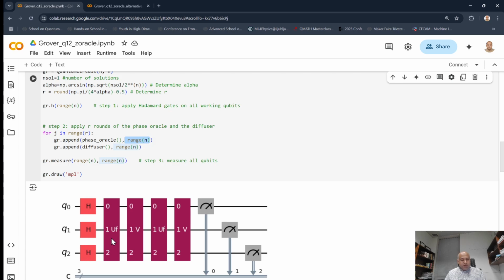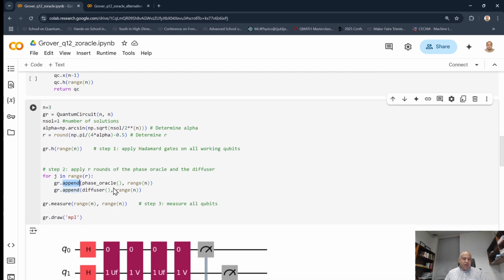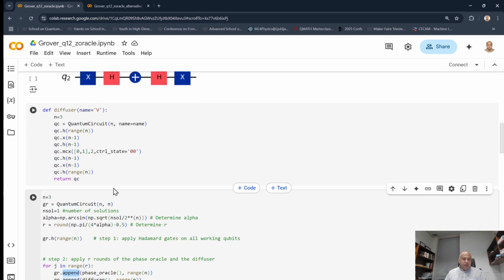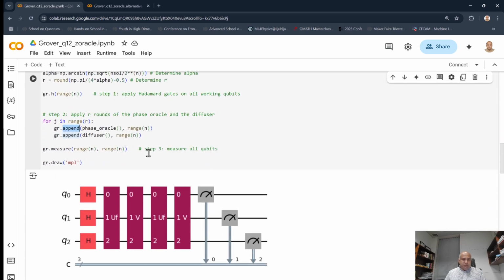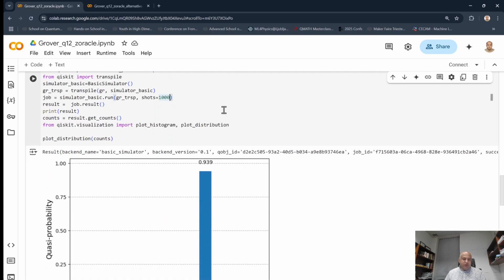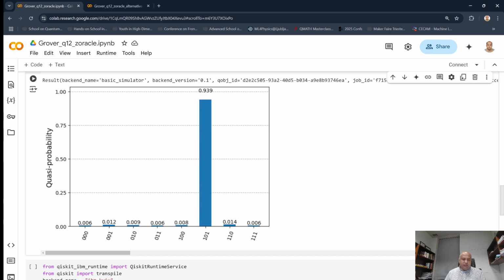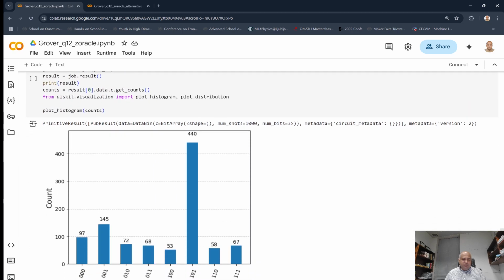So this is the first Hadamard layer, this is UF, V, and so on. So this is a diffuser V, and this is the phase oracle. And with the dot append command, I don't see the internals of the circuit, I just see a box, and the internals are hidden from us. So this is just another nice feature if you want to see the block structure of the circuit. So after this, it's the same thing. You can submit to the simulator and get the results, and you can submit to, let's say, an IBM quantum computer and get the results like that.